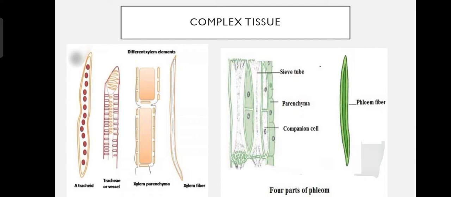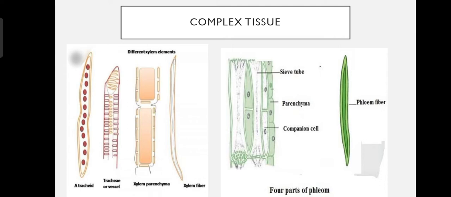Then xylem parenchyma, it is made up of parenchymatous cells and it stores food and helps in the sideways conduction of water. Then the last one is xylem fiber. Xylem fibers help in mechanical support. Xylem fibers provide mechanical support to the cells. This is about the xylem tissue.